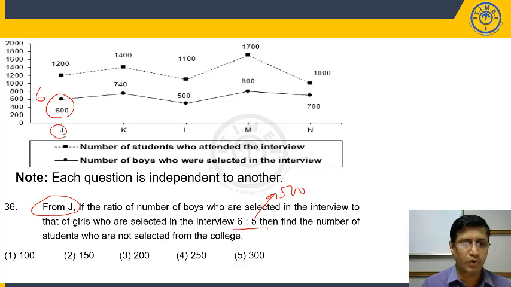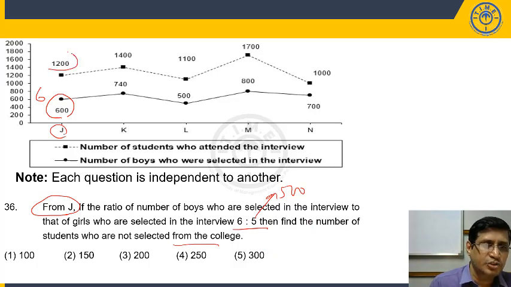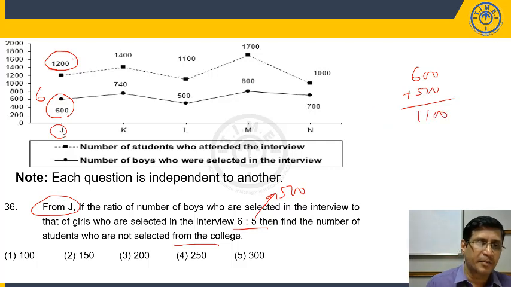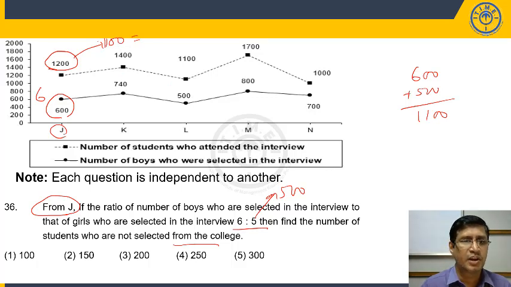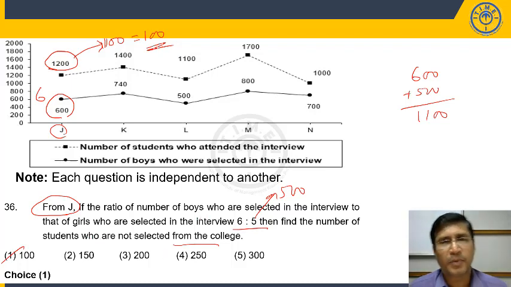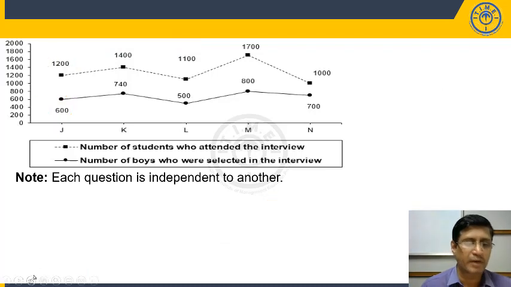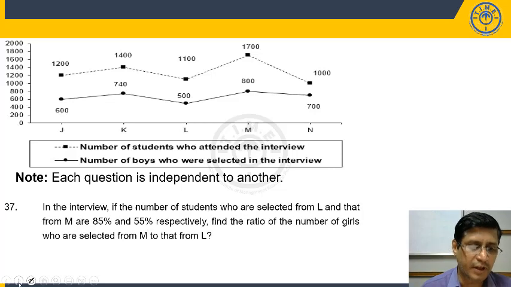Find the number of students who are not selected from the college. So how many appeared here? Attended is 1200. How many selected? 600 plus 500 are selected, so total 1100. Subtract 1100 from 1200. The remaining is how much? It is 100. So what is the right option? Choice number 1 is the right choice. Am I clear? So 6 parts is equal to 600, 5 parts is equal to 500. So total 1100. Subtract from 1200, it will give the number of students who are not selected in the interview.